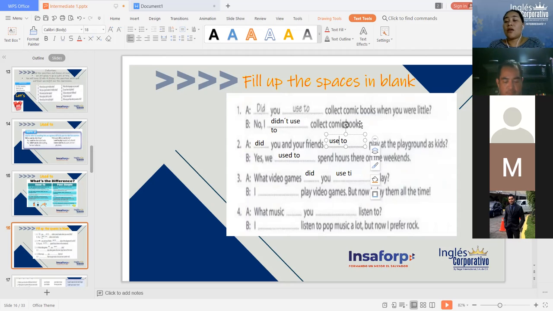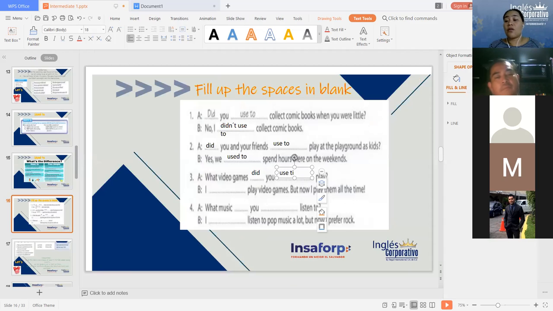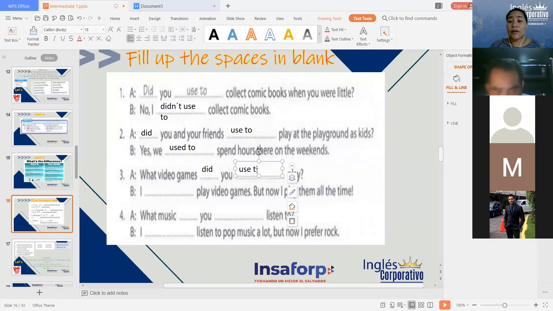So we need to be careful because when you use go to, the preposition to is for a place. When you're using used to, you are using an infinitive. So when you have an infinitive, you need to have a verb in the base form after it. So we need to be careful what we have there, or what we are talking about, right? So let's see. Here, two, right? Used to play. And here what will it be?